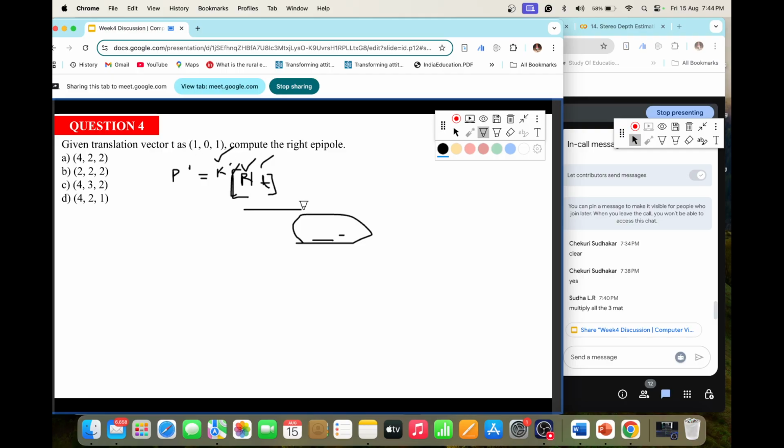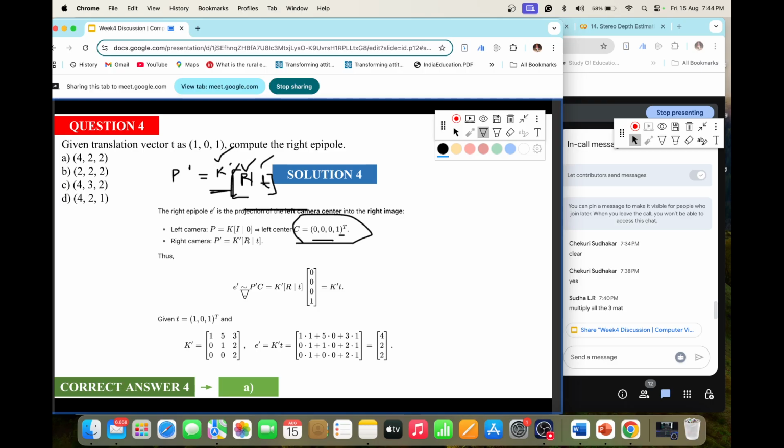So we got this matrix, and we already got K dash. So P dash we can easily compute, and once we have P dash, we have C. So just multiply P dash with C, and we can get the answer. Here, our C is 0 0 0 1, because this is the center of the left camera. So there is no effect of rotation, because rotation will take this 3, right? So that can be written as K dash T.